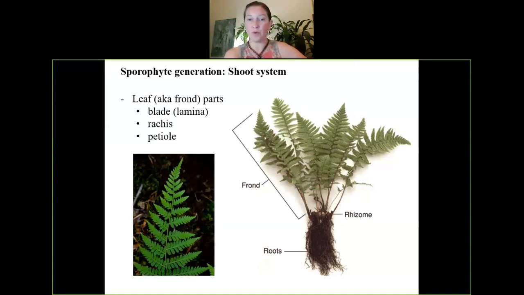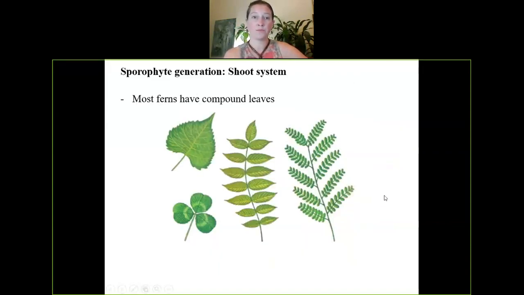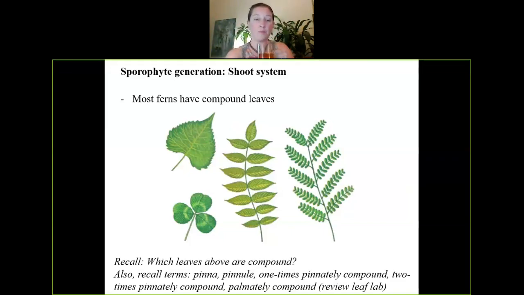As I mentioned before today, remember rhizome just means a horizontal stem. And because ferns are vascular, they have true leaves, true roots, true stems, because they have vascular tissue inside of those parts. A reminder that most ferns have compound leaves. And so this is a slide we saw during the leaf lab.